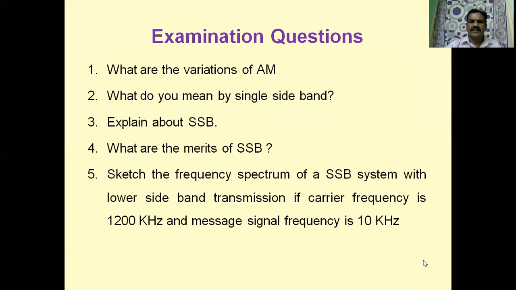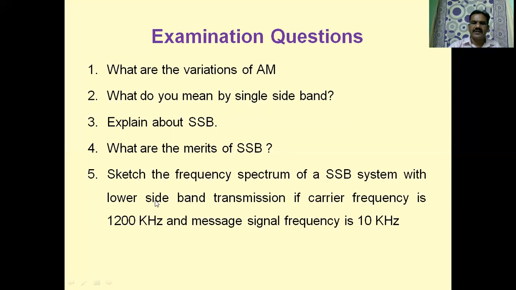What are the variations of AM? Second question, what do you mean by single sideband? Explain about SSB modulation. Explain about DSB modulation. What are the merits of SSB? You can also solve questions like: sketch the frequency spectrum of an SSB system with lower sideband transmission if the carrier frequency is 1200 kilohertz and the message signal frequency is 10 kilohertz.